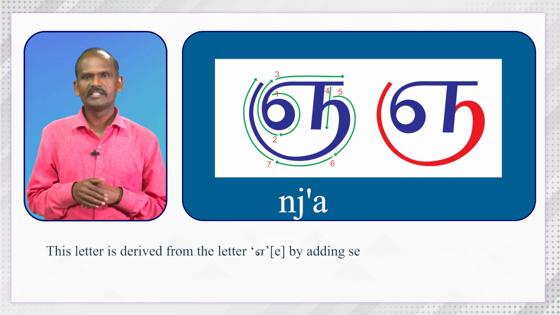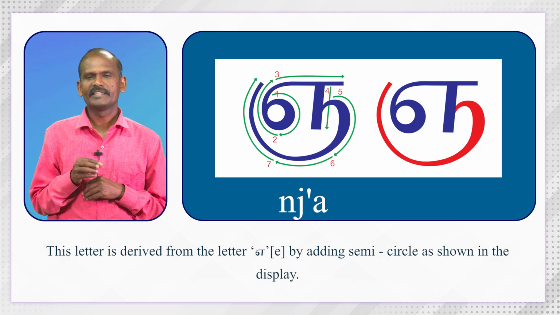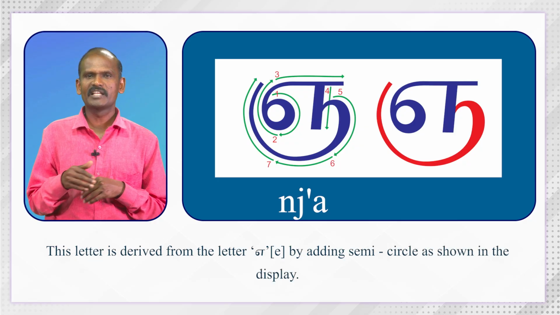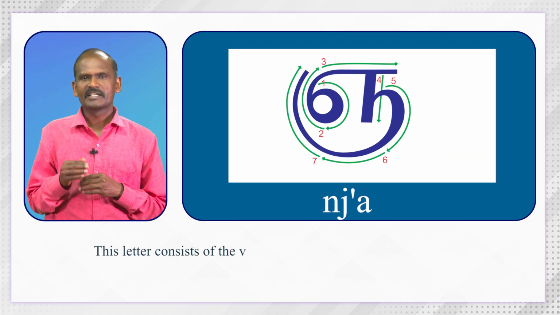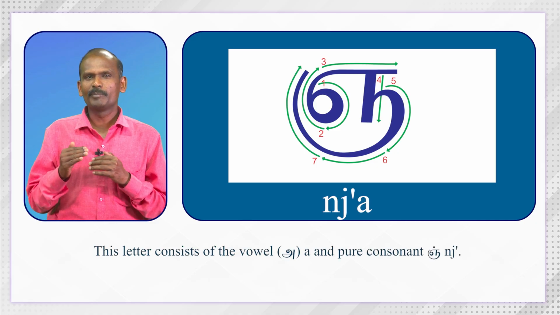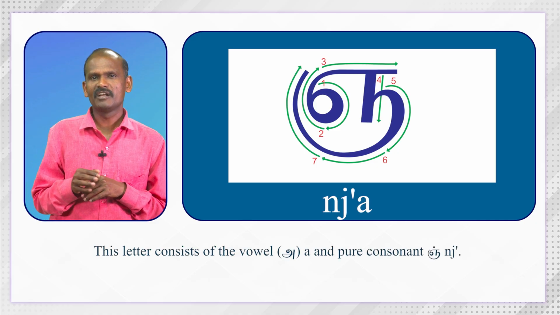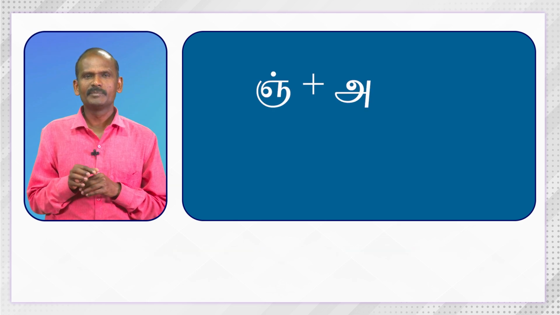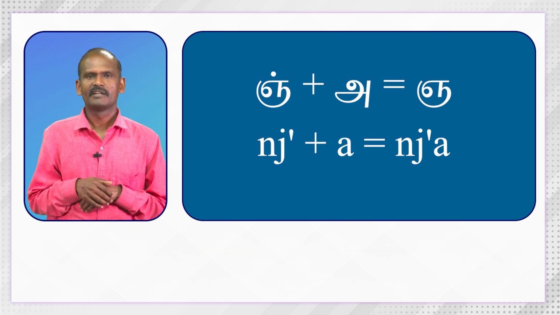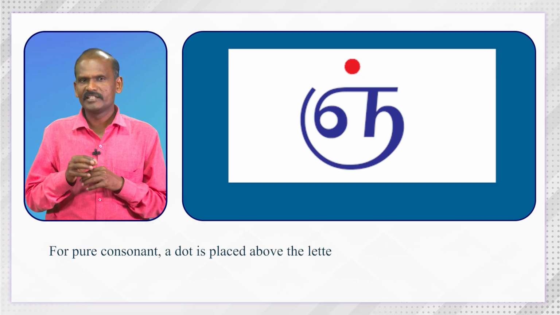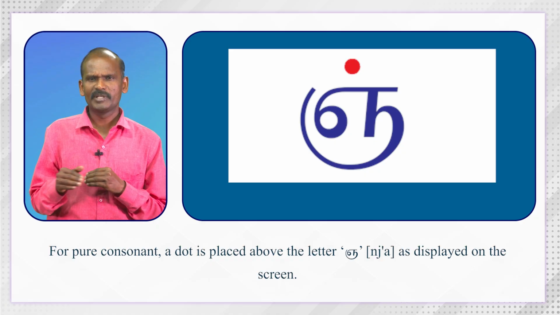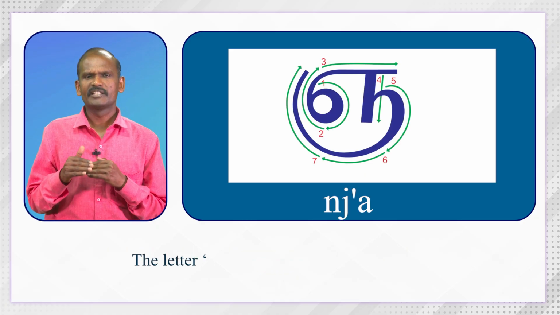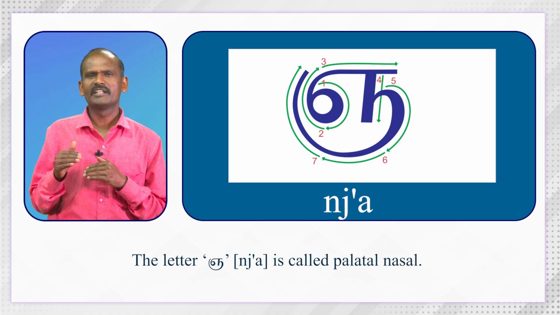Now let us look at the consonants. The first consonant is Nya. This letter is derived from the letter A by adding a semicircle as shown in the display. This letter consists of the vowel and the pure consonant called Inj. Inj plus A, Nya. For the pure consonant, a dot is placed above the letter Nya as displayed on the screen. The letter Nya is called palatal nasal.